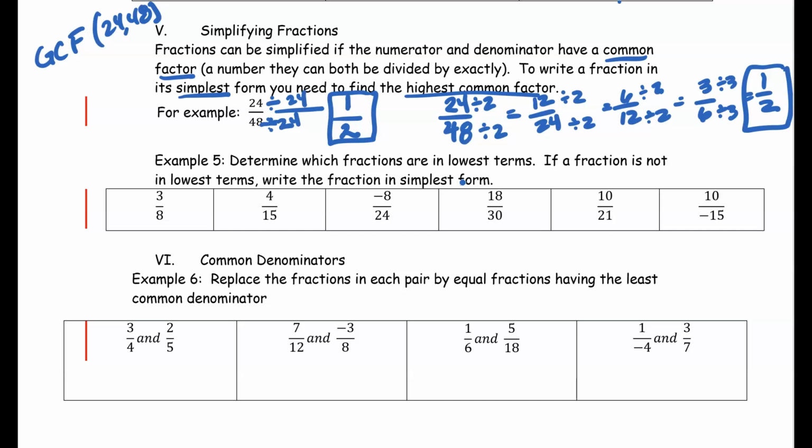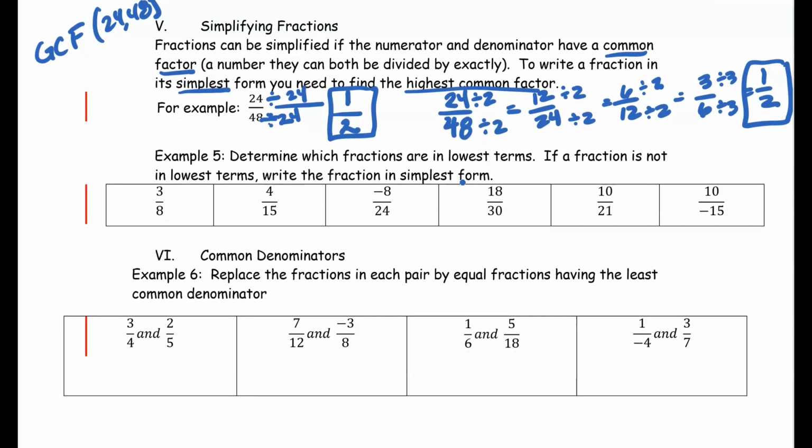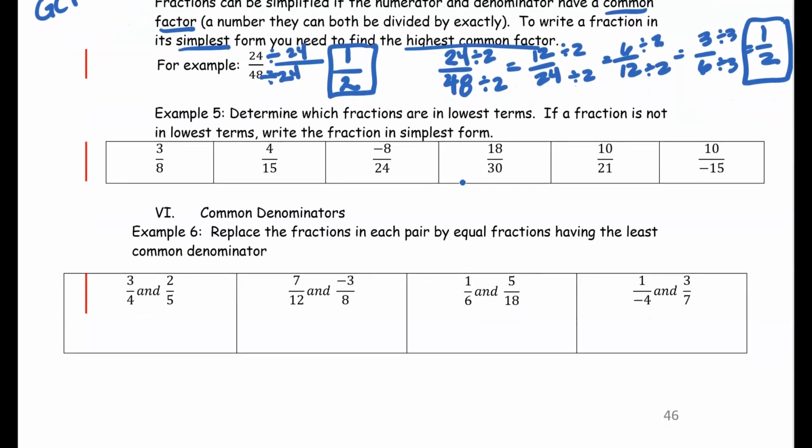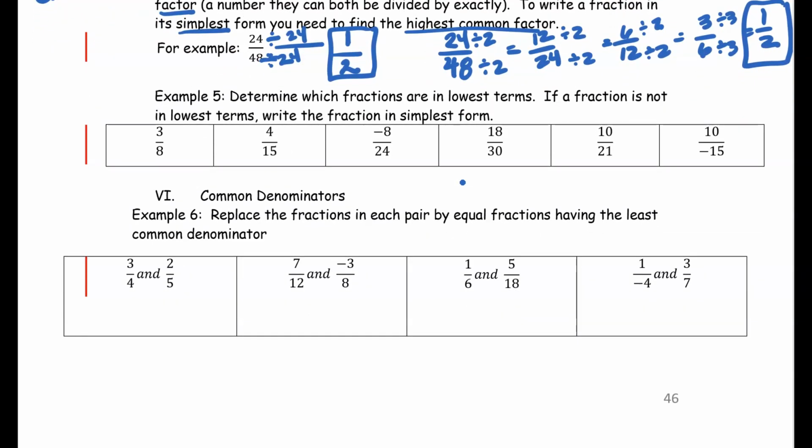So try example 5. So it says determine which fractions are in the lowest terms. If it's not, write the fraction in simplest form. So 3/8. This is in lowest terms. 3 and 8 don't have any common factor other than 1. 4/15. This is in lowest terms. Negative 8 over 24 is not. Both of these numbers are divisible by 8. So I get negative 1 on the top and 3 on the bottom would be the simplest terms for that.